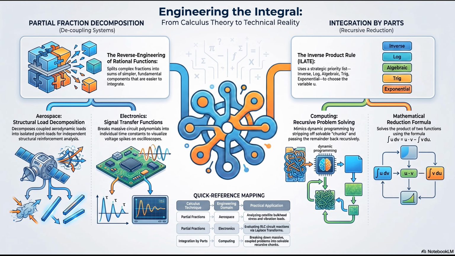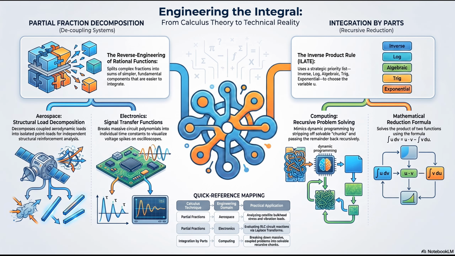So, let's start with the first major hurdle that engineers face, which is dealing with coupled systems. Yeah, coupled systems are tough. When we look at mathematical modeling, you frequently encounter what's known as a complex rational function. So you've got a polynomial divided by another polynomial, usually written out in textbooks as p of x over q of x. Right, and in physical engineering, that fraction basically represents pure chaos.